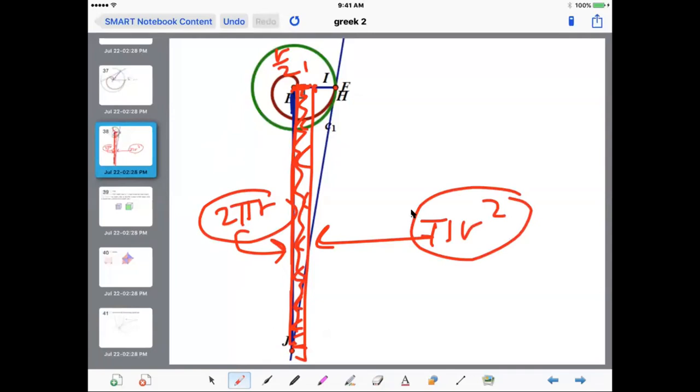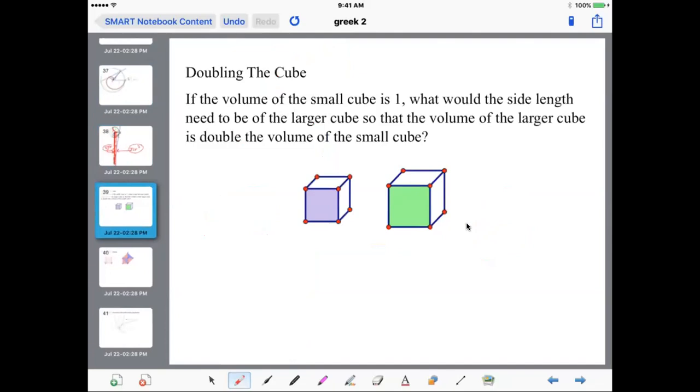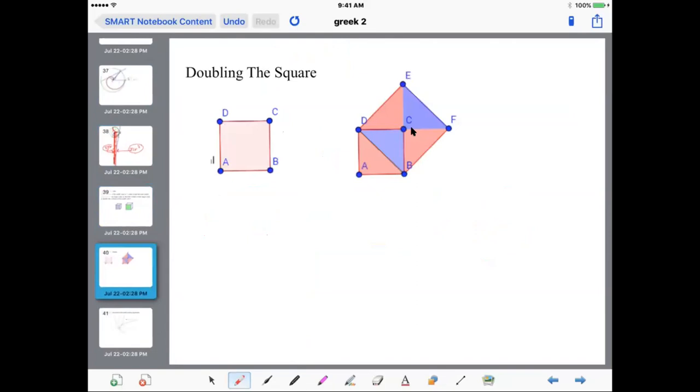Okay, the last thing is very quick. It should only take about 5 minutes. Doubling the cube. Before we double the cube, let's look at doubling the square.